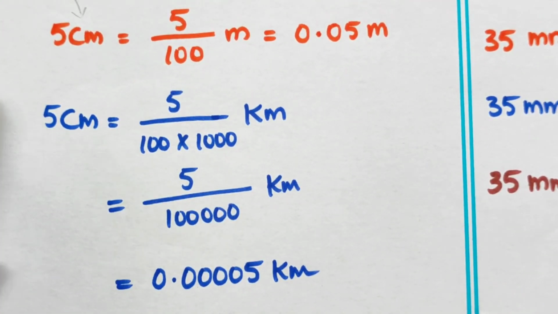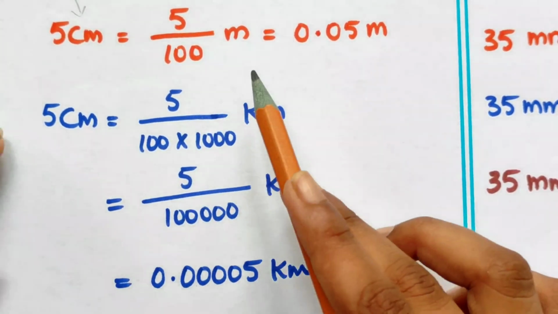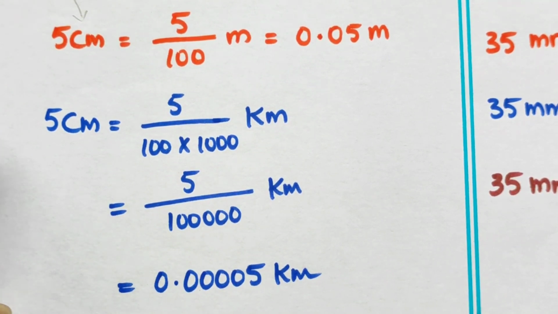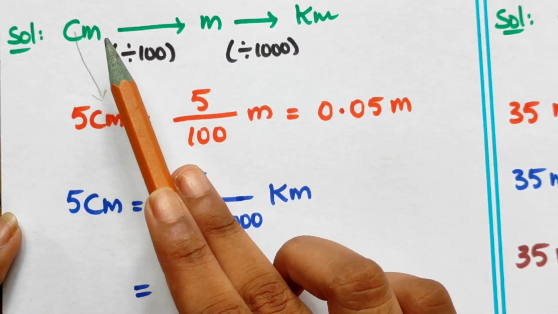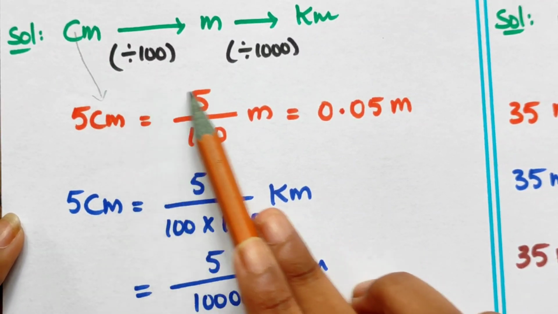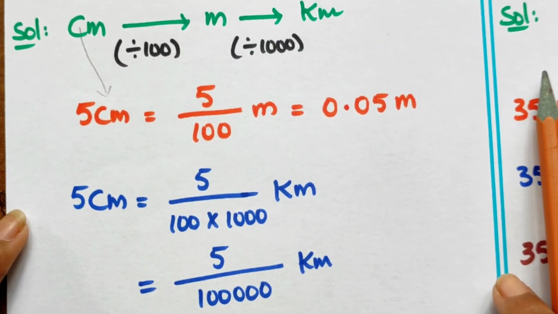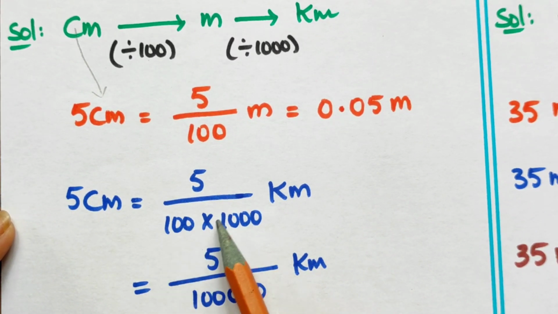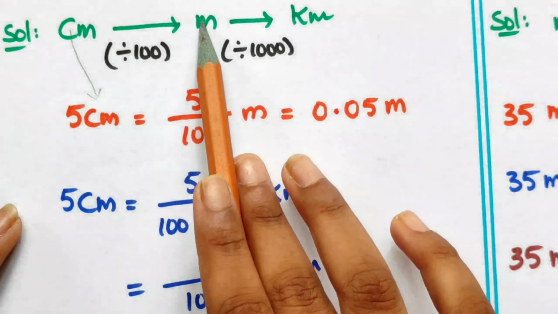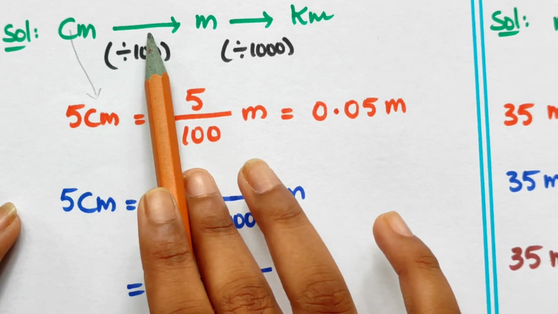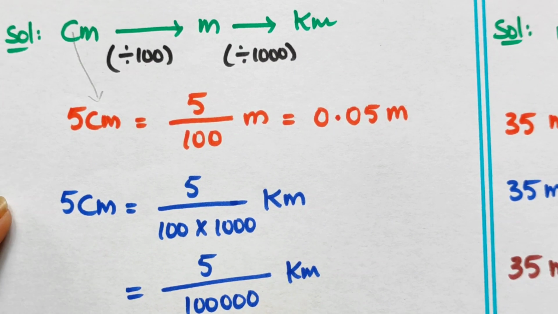Now let us see in kilometer. 5 centimeter is equal to 5 by 100 into 1000. You may get a doubt. See here, centimeter divided by 1000 we get kilometer. But why did you multiply 100 and 1000 here? That means centimeter divided by 100 we get meter, and here it is not centimeter divided by 1000, it is meter divided by 1000 is equal to kilometer.